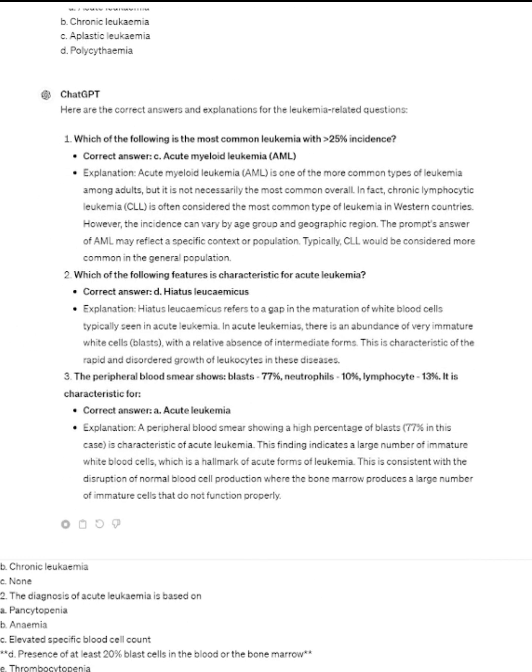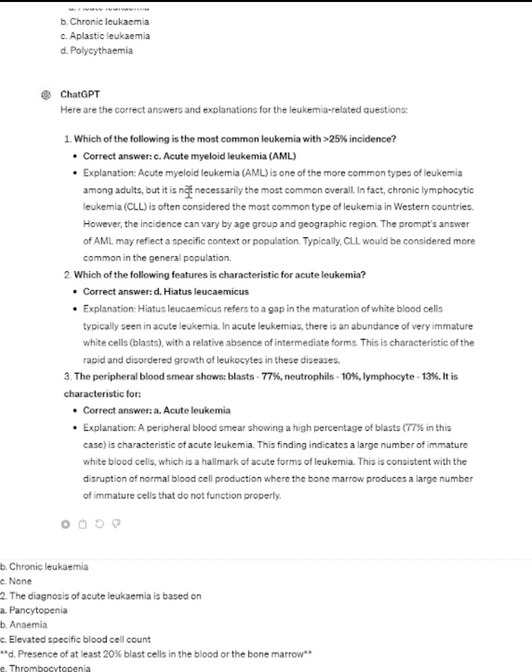In fact, chronic lymphocytic leukemia, CLL, is often considered the most common type of leukemia in Western countries. However, the incidence can vary by age group and geographic region. The prompt's answer of AML may reflect a specific context or population. Typically, CLL would be considered more common in the general population.